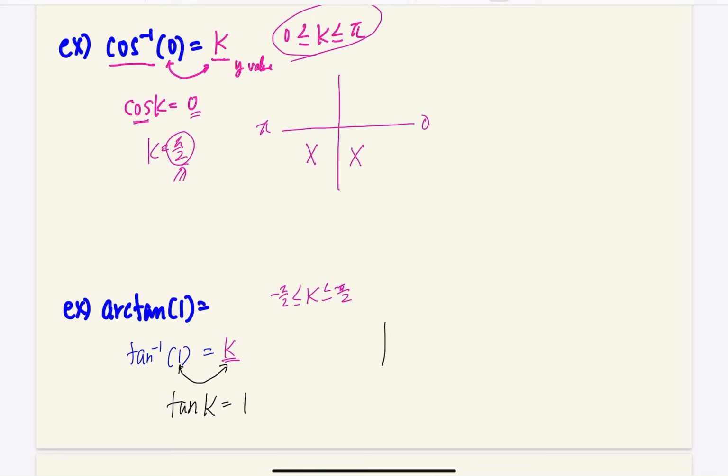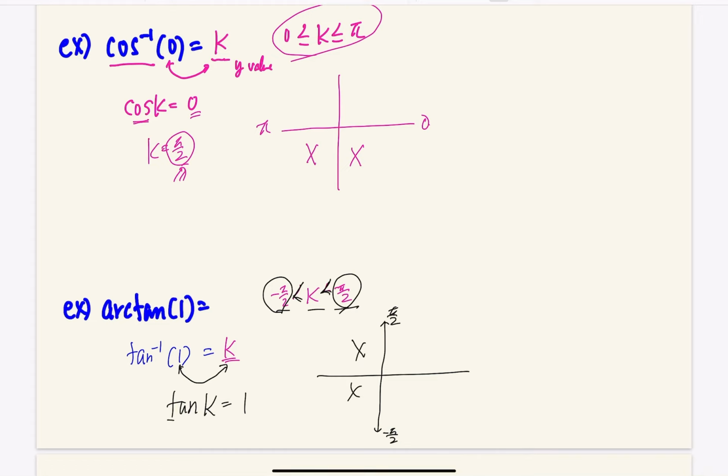Yeah, we need to choose right quadrant. Because angle K is between negative pi over 2 and pi over 2, we do not include negative pi over 2 and pi over 2. This is not sine inverse, but tangent inverse. So these two values are not inclusive. That's why I erased equal sign. Okay. K should be between negative pi over 2 and pi over 2. Do not use these two quadrants.